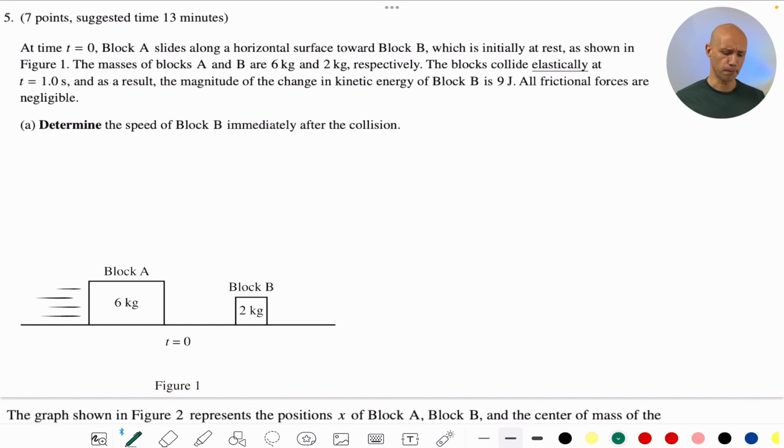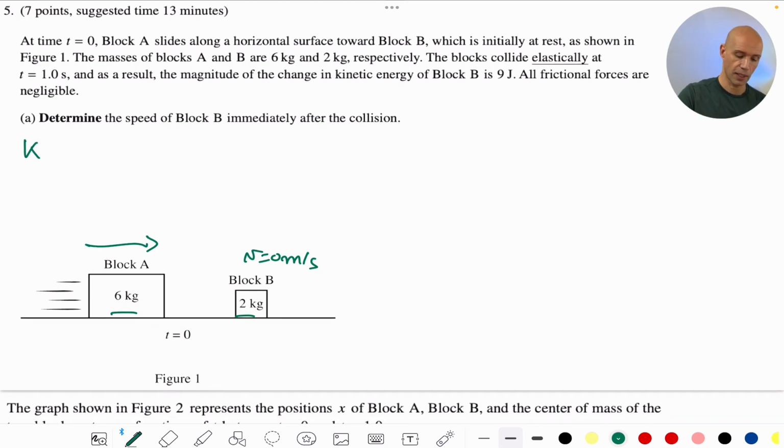So let's see. A block A slides along a horizontal surface towards block B, which is initially at rest. It's not moving. Good for it. Now, the masses are 6 and 2 kilos. Awesome. Good numbers, right? The blocks collide elastically. So what happens with an elastic collision? In an elastic collision, you have conservation of kinetic energy. Kinetic energy is conserved. Elastic.